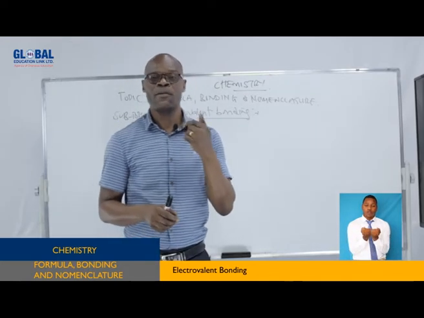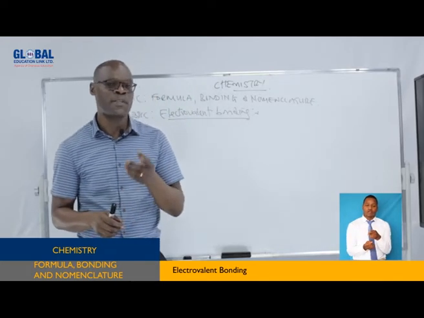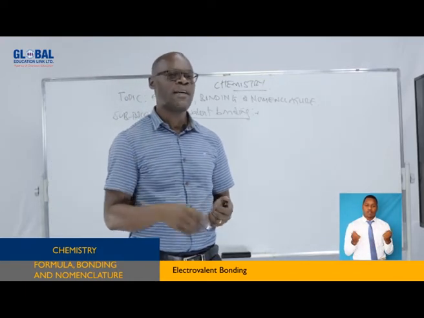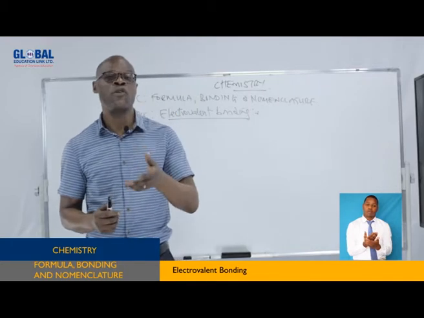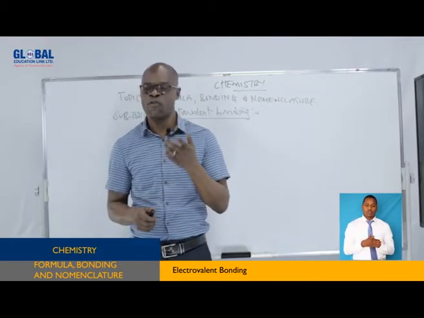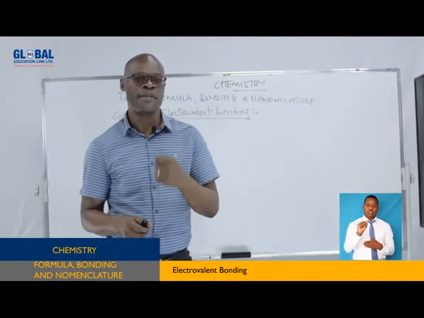Remember when we were introducing the concept of chemical bonding, we said the reason why atoms bond is to search for stability. Now how is stability attained? It's attained by electronic configuration. That means all the atoms need to have an octet state of configuration. That means the stable noble gas configuration.